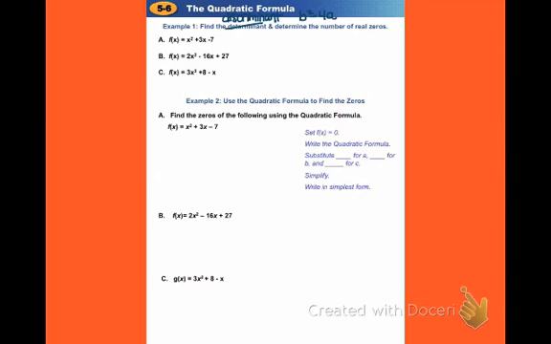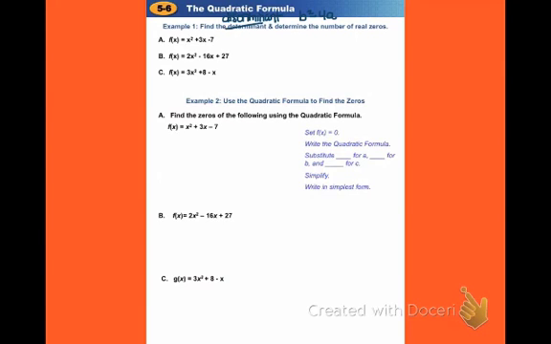And then that table tells us if we've got a positive value, it means there are 2 real solutions. If the discriminant turns out to be 0, it will have exactly 1. And if it's a negative number, if it's less than 0, that means I have no real solutions. So let's take a look at these examples.